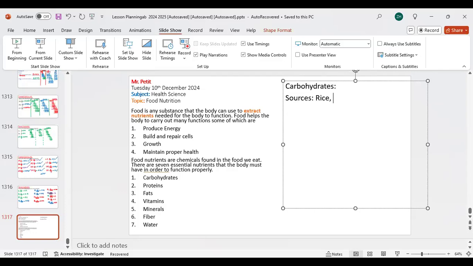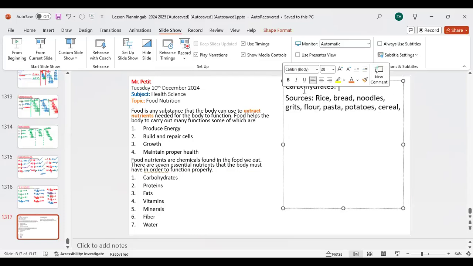Rice. What else? Bread. Flour. Noodles. Potatoes. Grits. Pasta. Those French fries. Do I have cereal? Cereal is also. Is tuna protein? Tuna is protein, yes. Grits is carbohydrates, good. So that's our sources, and then the list goes on.